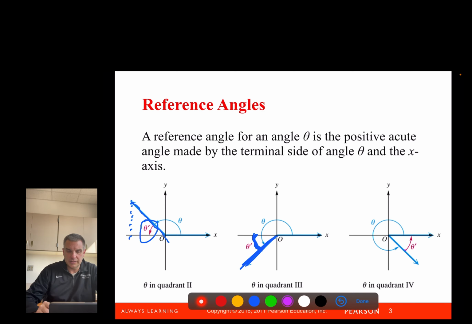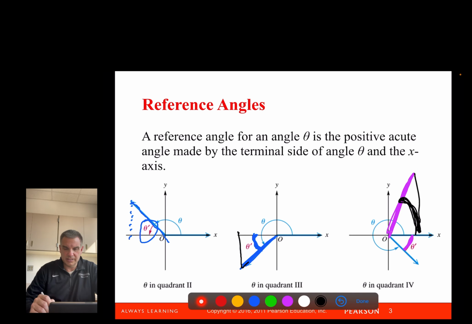If it's in the fourth quadrant, that's our reference angle right there. Again, it goes from the terminal side to the x-axis. They don't have a first quadrant one here, but if we had one in the first quadrant, there's my terminal side, and that's my reference angle. We always want to be able to find that reference angle, because then we have all these little triangles that can be created, and we're going to use that table to find exact values of sine, cosine, tangent, secant, cosecant, and cotangent. So that's a reference angle.